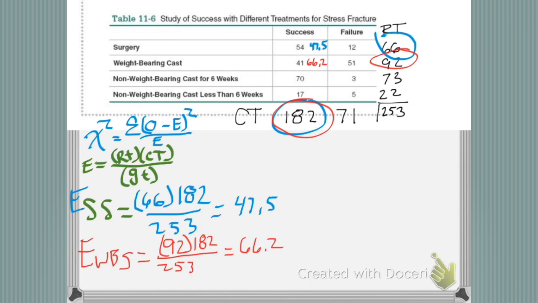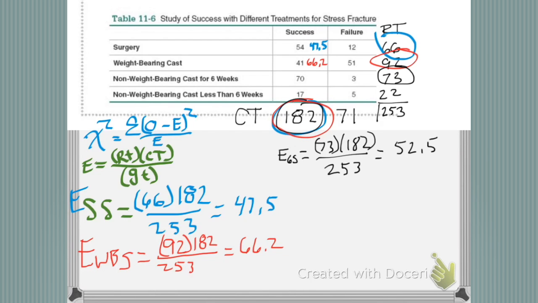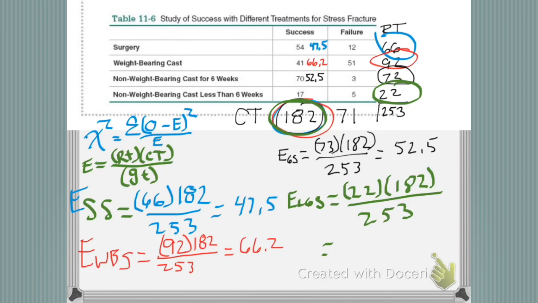So I'm putting that right there. Now we're finding the expected value of non-weight-bearing cast for 6 weeks. That's the row total times the column total divided by the grand total. That was 52.5. I'll put that right there. Then we're finding the expected value of non-weight-bearing cast less than 6 weeks. That's the row total times the column total divided by the grand total. And I put that 58 right there.